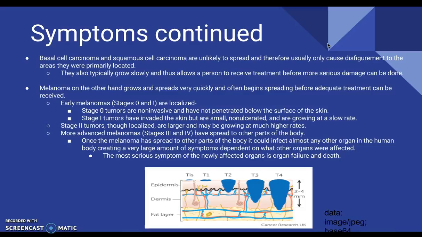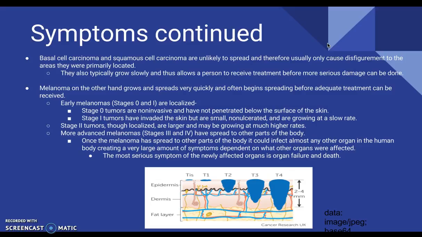Symptoms continued. These are more long-term. Basal cell carcinoma and squamous cell carcinoma are unlikely to spread and therefore usually only cause disfigurement to the areas they are primarily located. This allows a person to do more to get them removed because they don't spread as quickly, at least. Melanoma, on the other hand, grows and spreads very quickly, and that's what makes it so dangerous.